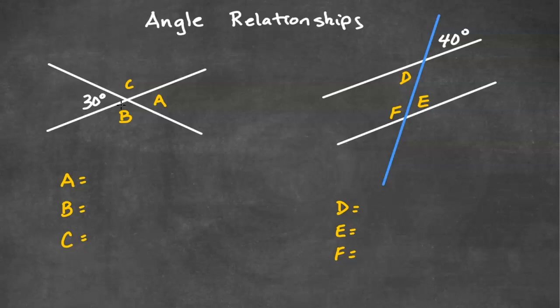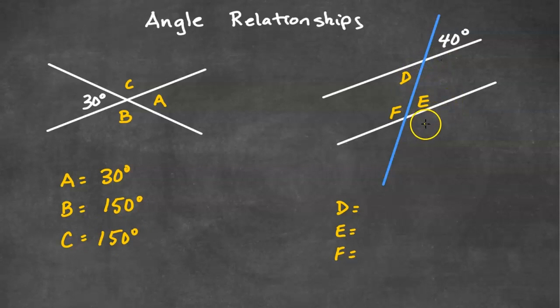Starting with angle A, we notice that angle A and 30 degrees are vertical angles, and vertical angles are equal, so angle A is 30 degrees. Next, we're going to solve for angle B. Angle B and angle A are supplementary angles, which means that they add up to 180 degrees. So 180 minus 30 is 150, so angle B is 150 degrees. Next, we're going to look for angle C. Angle C and angle B are vertical angles, which are equal, so therefore angle C is also 150 degrees.